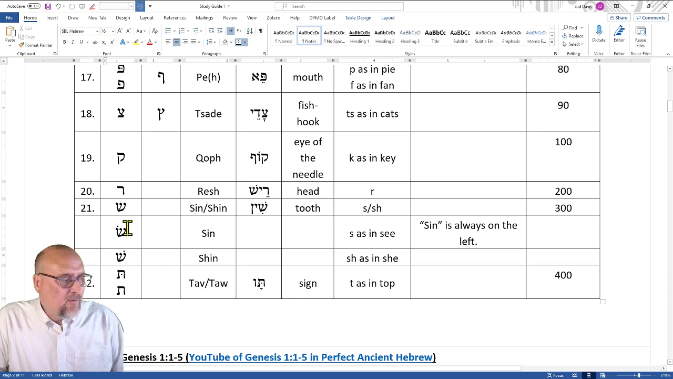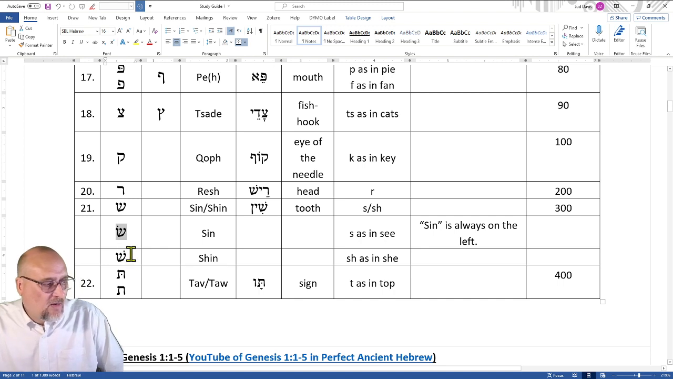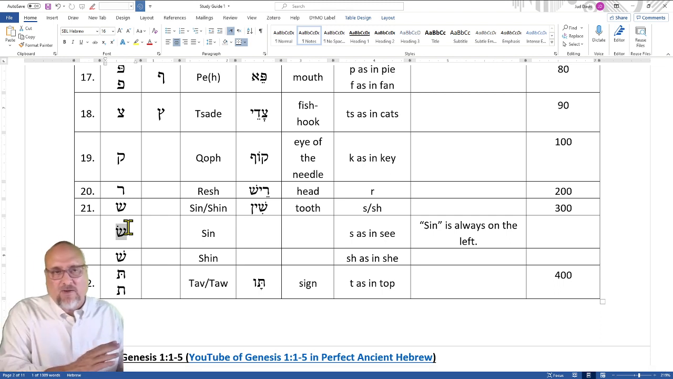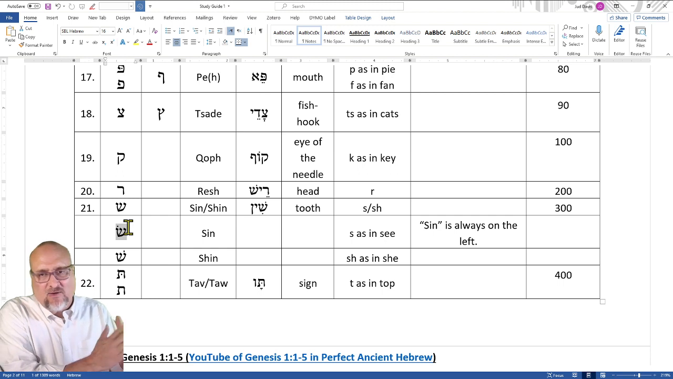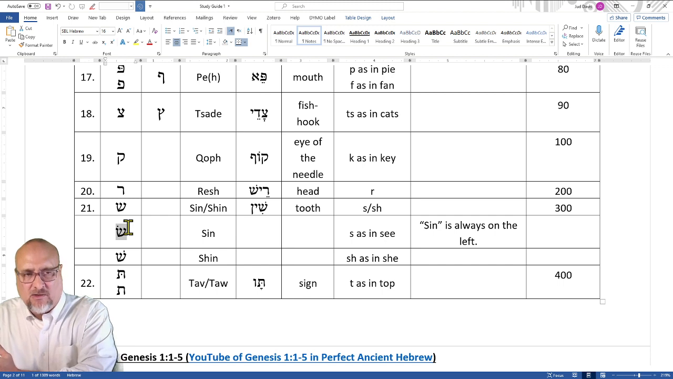And so my first Hebrew professor was a really funny guy, and he would tell us jokes and stuff. He was a little bit liberal, but he had a joke. He said, sin is always on the left. And so if you're wondering, well, how do I do it? Is it left or right? His joke was, sin is always on the left. I don't know what he meant by that, but that's an easy way to remember. So if the dot is on the left of the letter, it's sin. If the dot is on the right of the letter, it's shin.